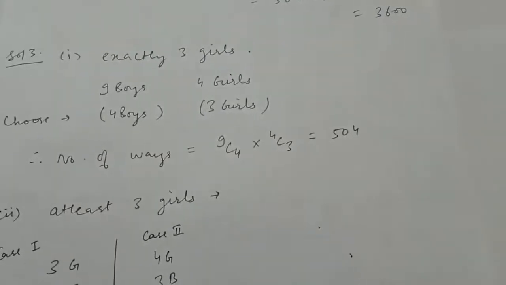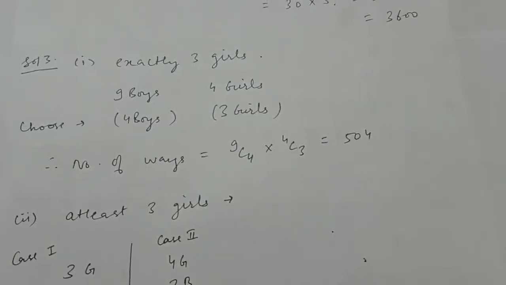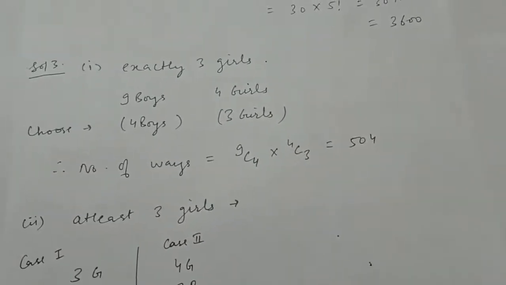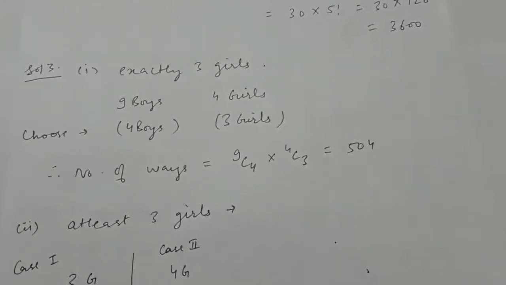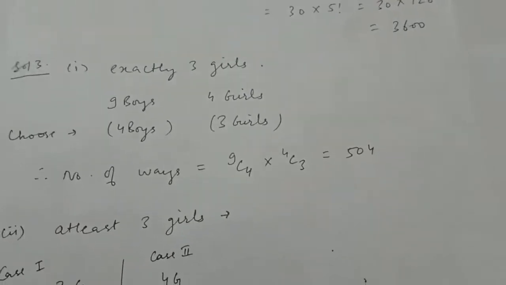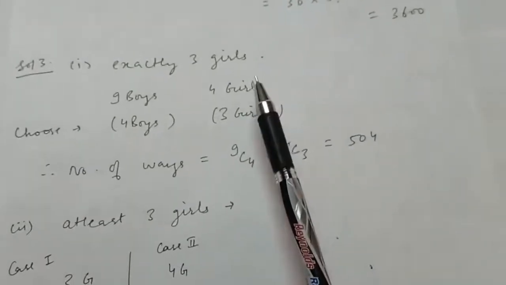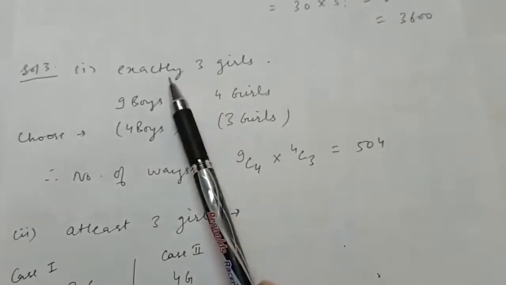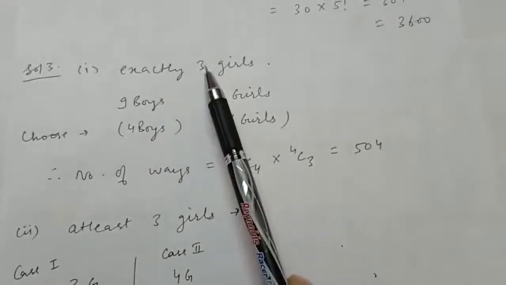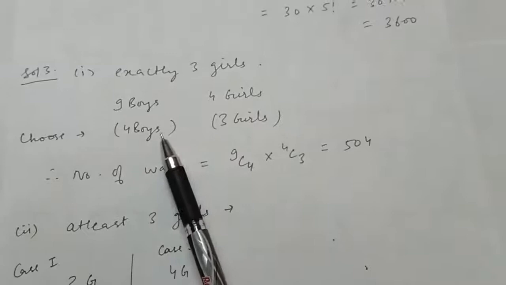Now question number 3 is, a committee of 7 has to be formed from 9 boys and 4 girls. In how many ways can this be done when the committee consists of exactly 3 girls? Now see, there are in total 9 boys and 4 girls. We want to form a committee of 7 such that the first case is that it contains exactly 3 girls. So out of 7, if 3 are girls, then 4 are boys, right?